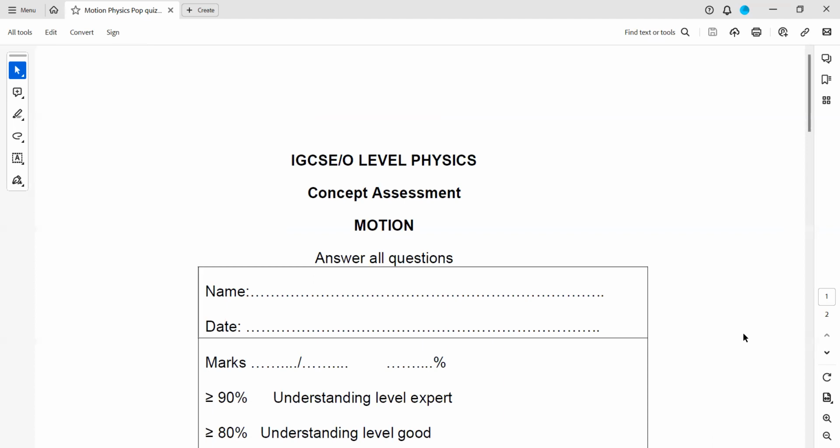So we'll start with the concept of motion, pop quiz 5.